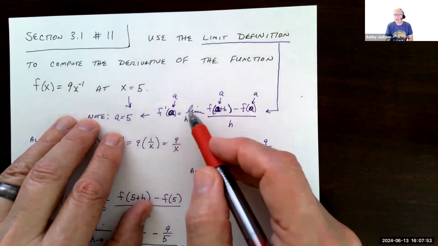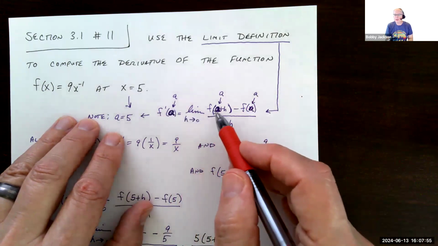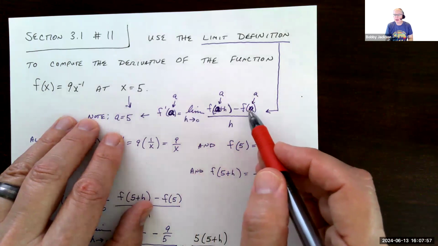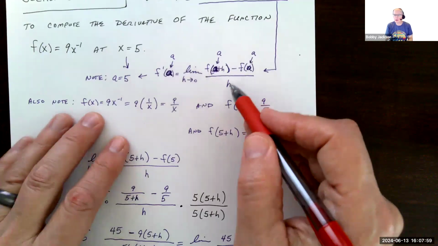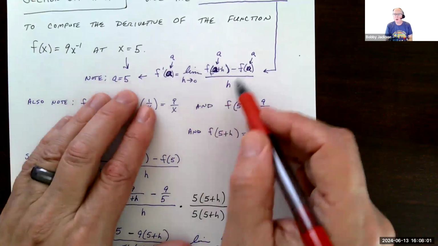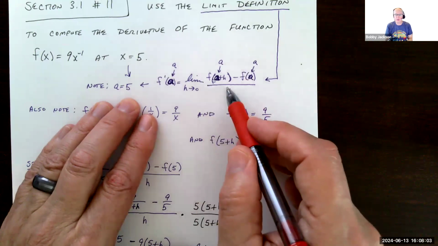So f prime of a is the limit as h goes to 0 of f of a plus h minus f of a, all over h. Sorry about the sloppiness there. So this is what we're going to use to find the derivative.